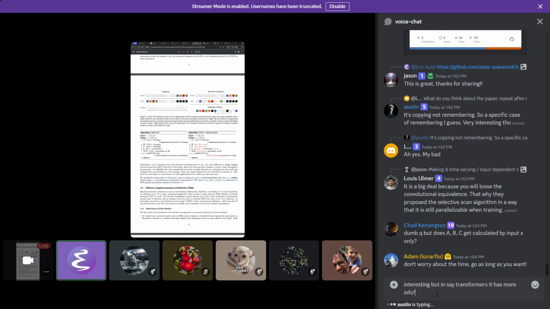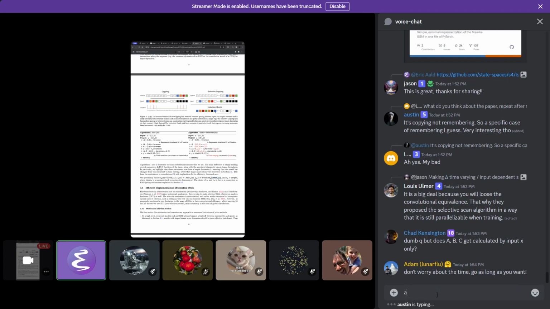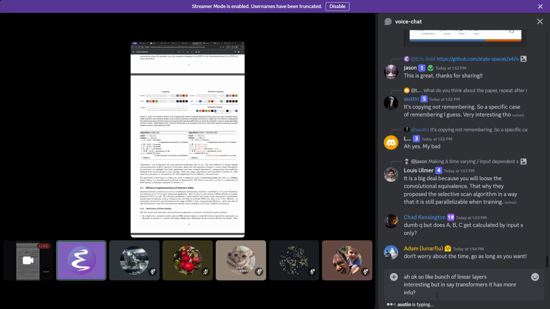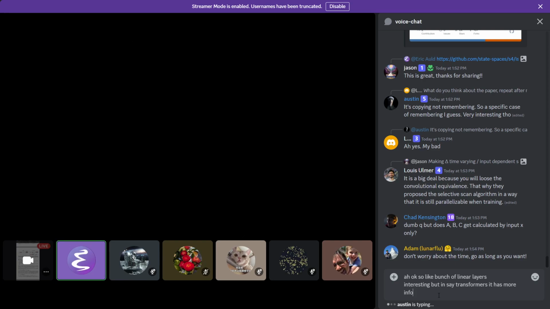For them, S sub B is just a linear layer with n-dimensional output, but also, of course, this B and L dimension coming along for the ride. S sub C is just another linear layer. S sub delta, which shows up here, is Linear sub 1, so project everything down to 1 dimension, and then broadcast it out to D dimensions, so just copy it. And then this discretization step is another parameter for the model here.